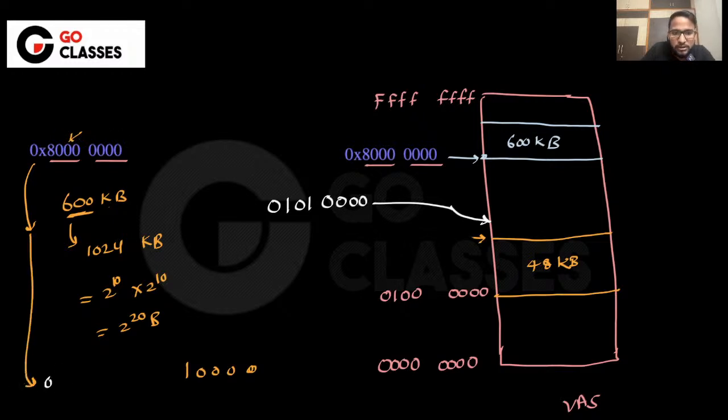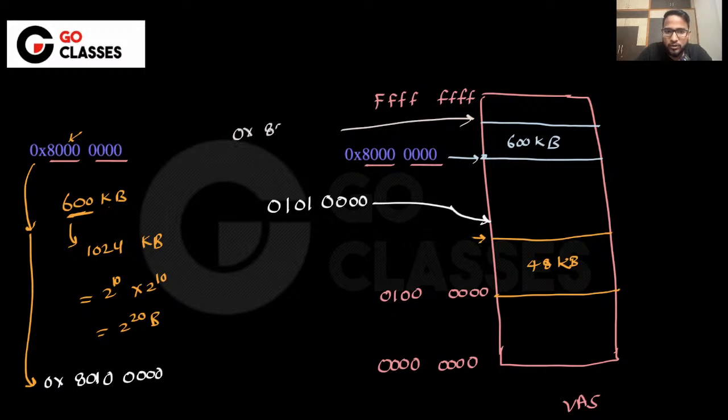So which means 0x80100000. Is this fine to everyone? So maybe I'm just approximating what should be the address after the 600K. Anyway, there will be some address after the 600K which will look something like this: 0x80100000. Is this fine to everyone?